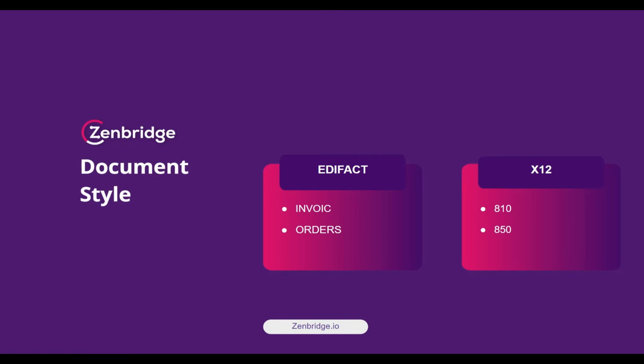Document style. EDIFACT uses letters to define documents while X12 uses numbers. For example, an invoice would be called invoice in EDIFACT, but in X12 it is called A10. Similarly, a purchase order would be called orders in EDIFACT and 850 in X12.